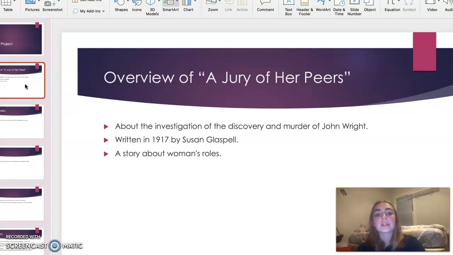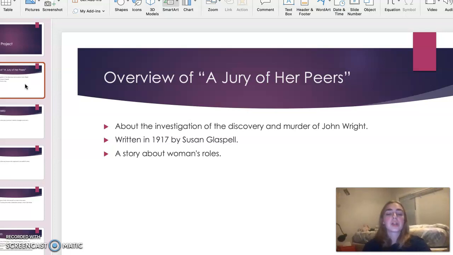But not only is it a story about the murder of John Wright, but also about the life of his wife, Minnie Wright. This story unfolds some of the troubles Minnie was experiencing and living with through Mrs. Hall and Mrs. Peters, who were the wives of the men investigating the crime and also distant friends to Minnie.